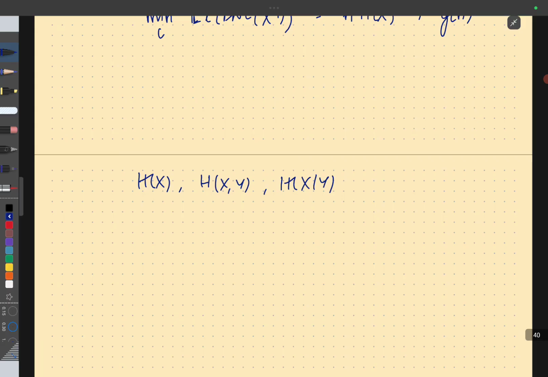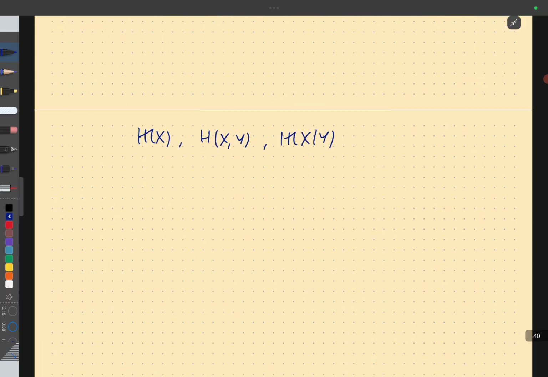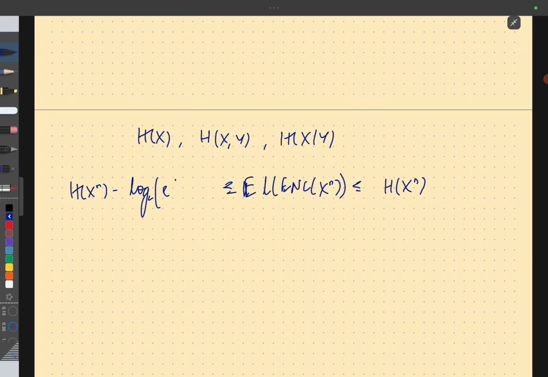And for this, we analyze the optimal compression scheme, and we show that the expected length is less than or equal to the entropy of X^n, and it is lower bounded by the entropy of X^n minus log e times 1 plus entropy of X^n, right?